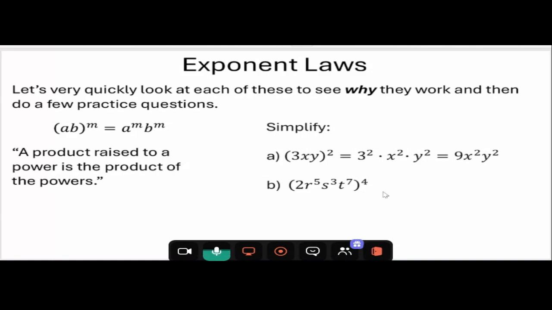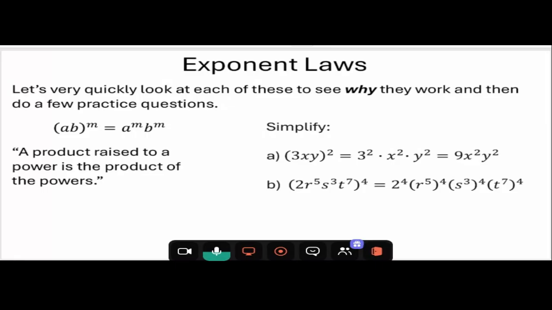Here we have a whole bunch of things multiplied and raised to the power of 4. We can just take each of them separately. 2 to the 4 times r to the 5th to the 4 times s cubed to the 4 times t to the 7th to the 4. I'll let you stare at that for a second. I just took all those 4 things being multiplied and raised each of them separately to the power of 4.